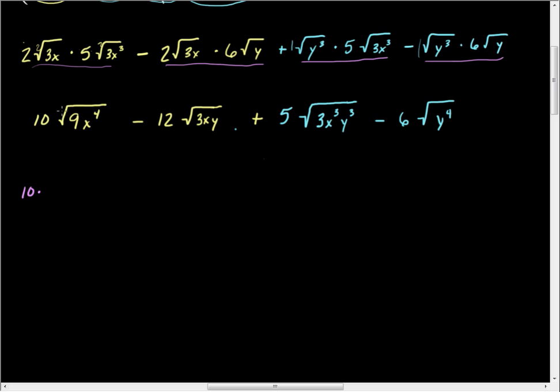Okay, is 9 a perfect square? Because I'm taking the square root of 9. And it is. And so the square root of 9 is 3, and I'm multiplying it in.